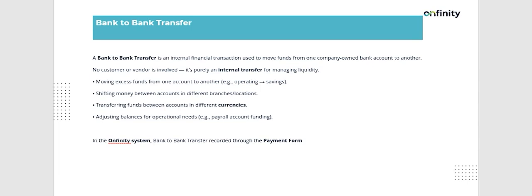How it works in the Onfinity system. In the Onfinity system, bank-to-bank transfers can only be performed through the payment form. No other screen or form supports this functionality. Now, let's move forward and see how to make a bank-to-bank transfer using the payment form.